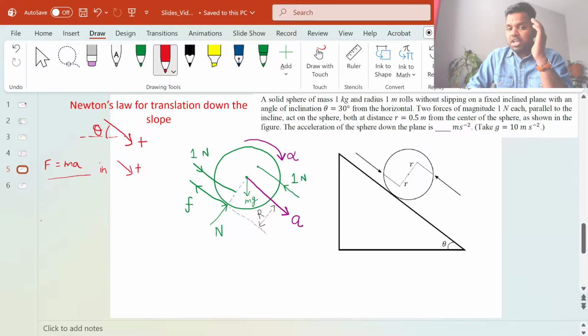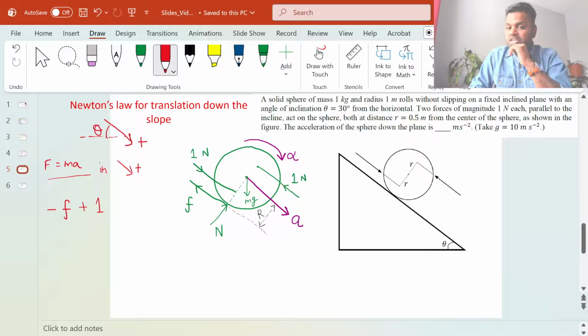So what are the forces that are acting in that direction? Normal force has no component. Friction is in the opposite direction, so you will have minus F, right? It is acting up the slope. This 1 Newton is acting down, so you will write plus 1, right?